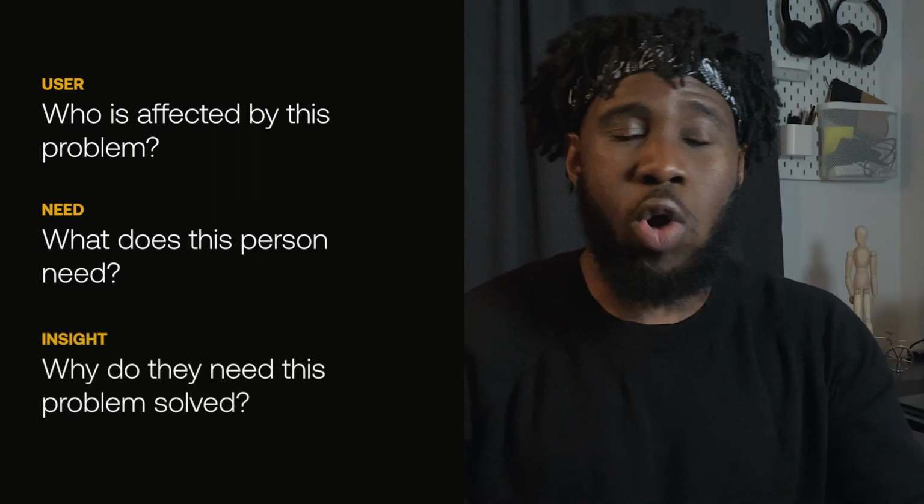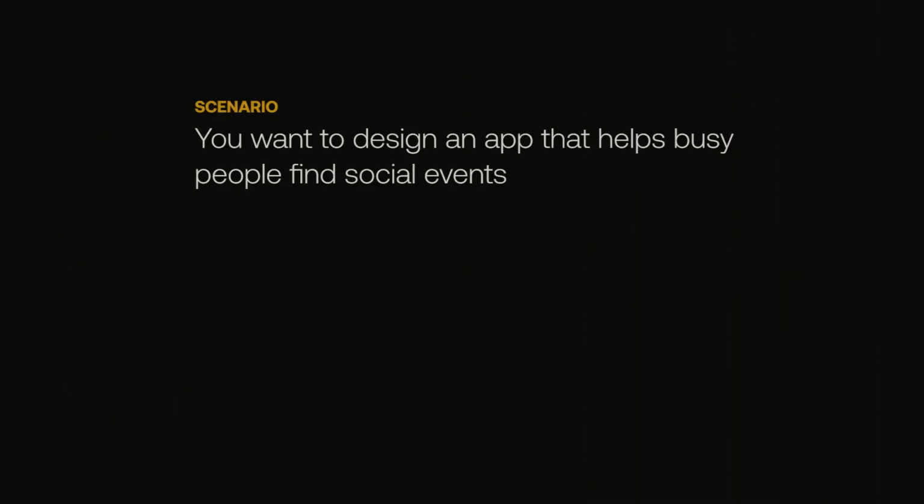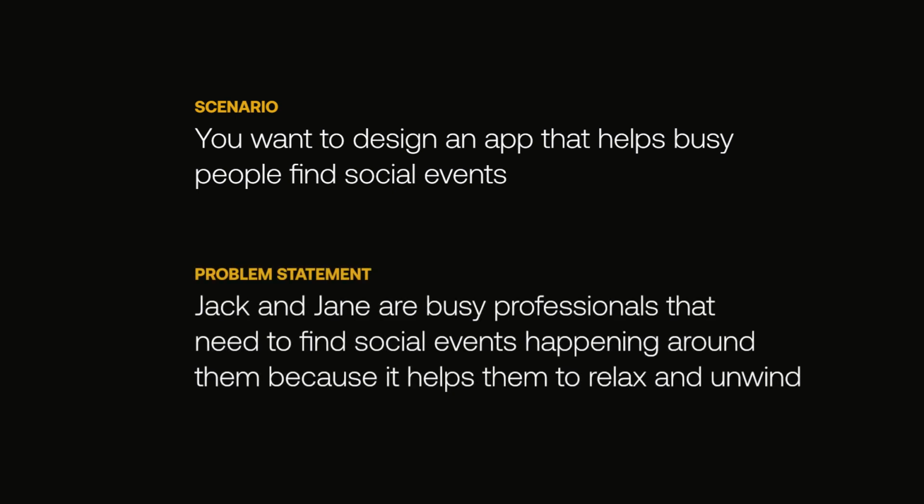Here's an example of a problem statement. Let's imagine that you are trying to design an app that helps busy people to find events around them. The problem statement would be something like this: Jack and Jane are busy professionals that need to find social events happening around them because it helps them to relax and unwind. One thing that helps to come up with a clear problem statement is the insight gathered from user research.